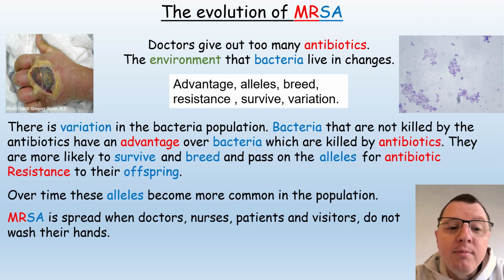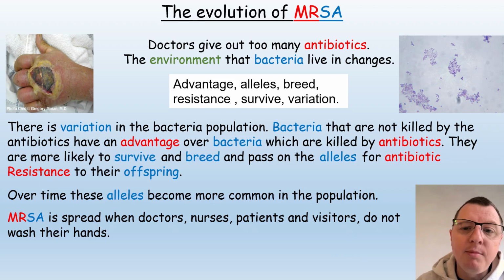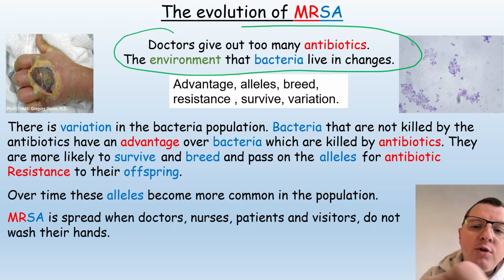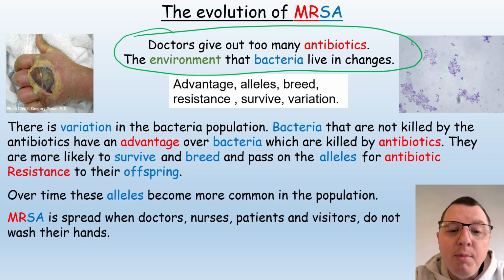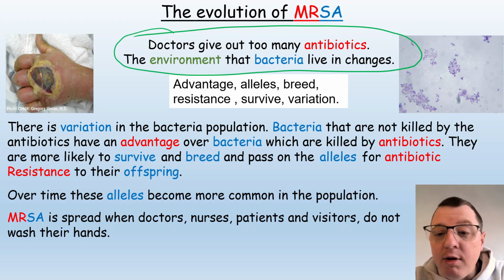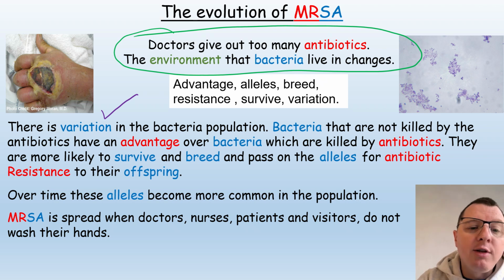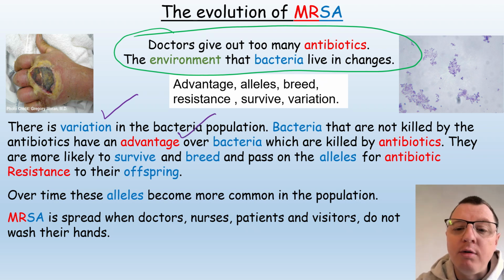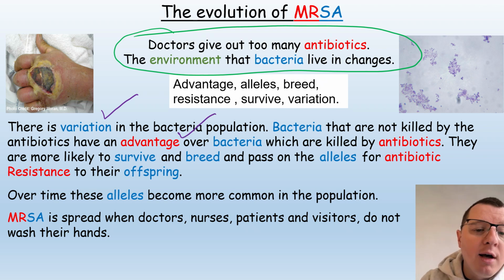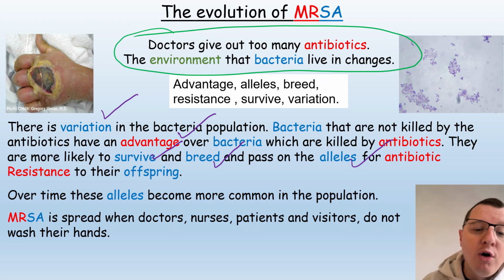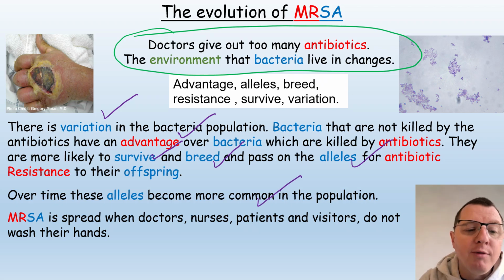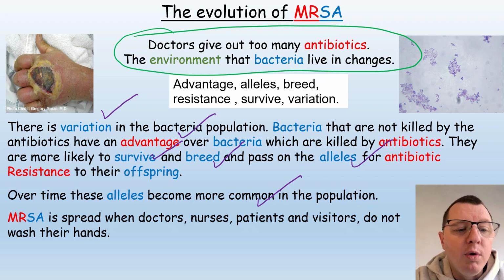So here's the answer. Doctors give out too many antibiotics, so we get an environmental change in the environment that the bacteria live in. There is variation in the bacteria population. Bacteria that are not killed by the antibiotics will have an advantage over bacteria which are killed by the antibiotics. They are more likely to survive, more likely to breed and pass on those alleles for the antibiotic resistance to their offspring. And over time, these alleles become more common in the population. This is and still is a growing issue around the world.